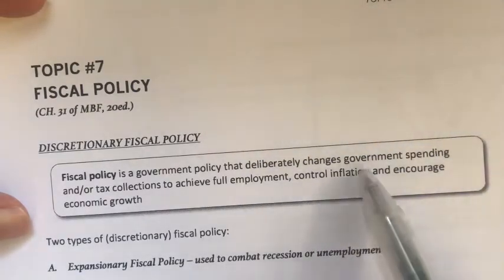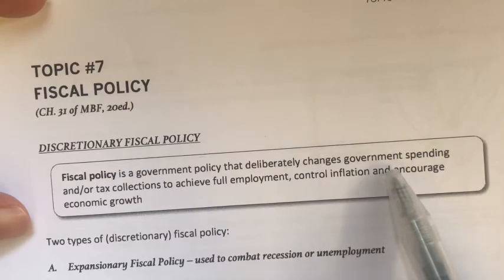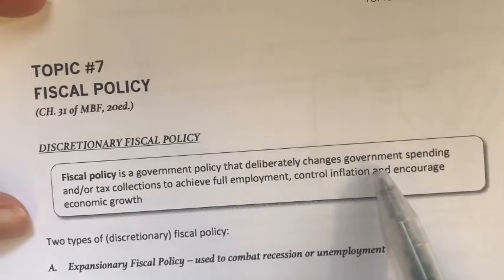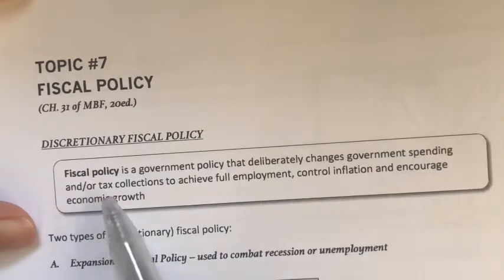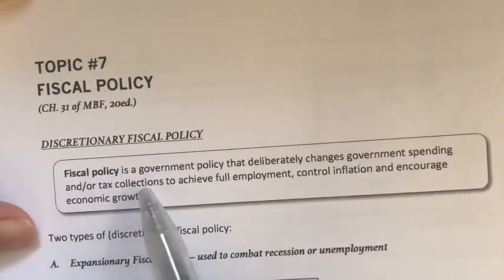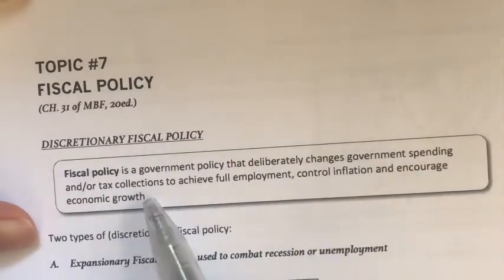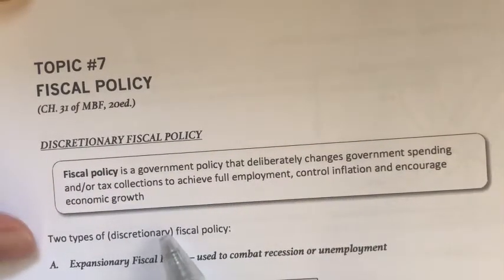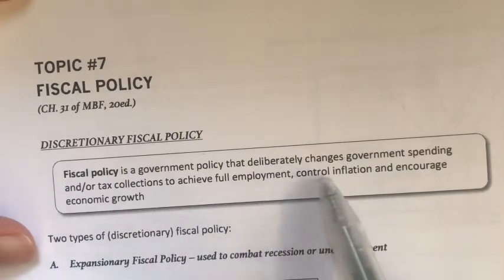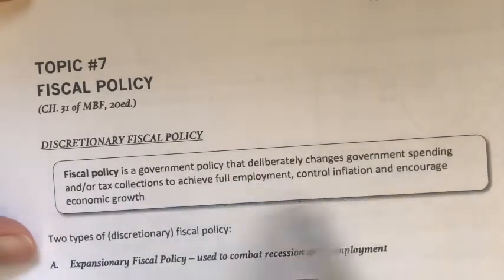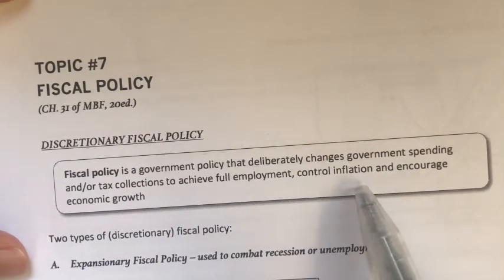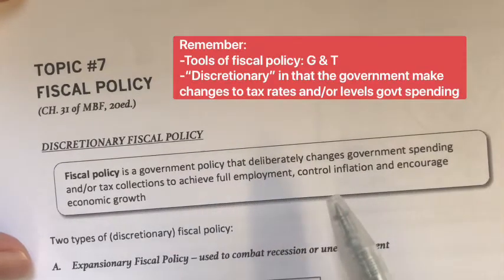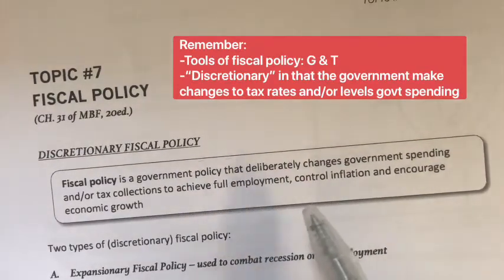You can see there are two tools of fiscal policy here. The tools are government spending. So you know what this is. This is G, the G component of our GDP. If you remember, government spending, G, and or tax collection, T. So G and T are both the tools of fiscal policy. Now, what is this? To achieve full employment, to control inflation, and encourage economic growth. This is basically one of the most important macroeconomic objectives. Hopefully you understand what the definition of fiscal policy is from this.